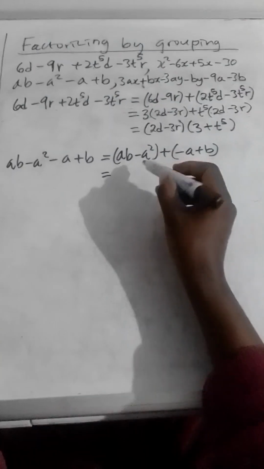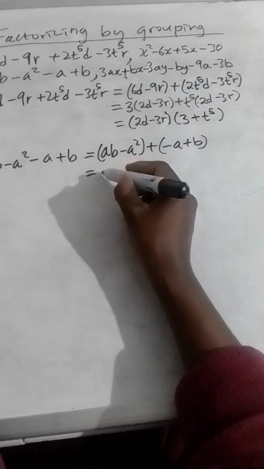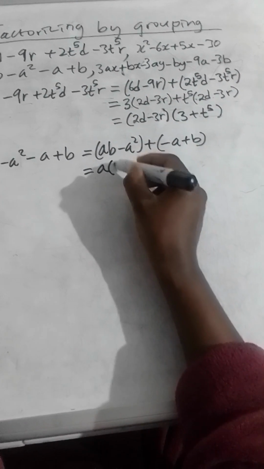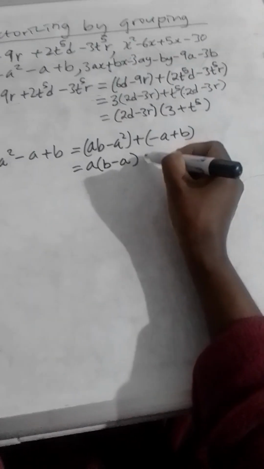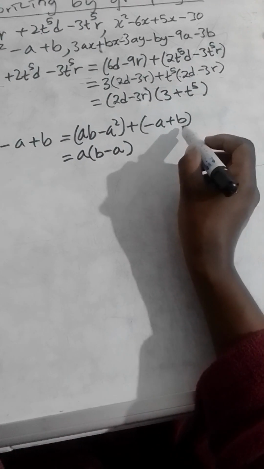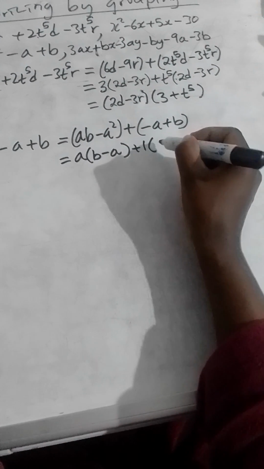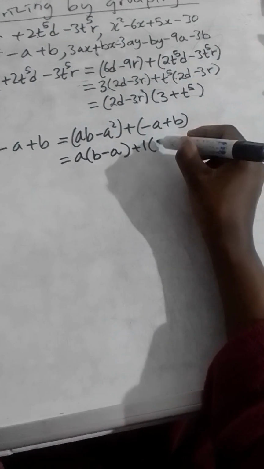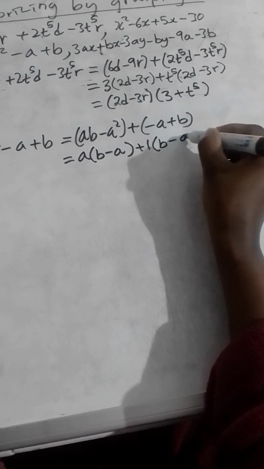So now you have the 2 pairs. Now the second step is to factorize each pair. Here the highest common factor is a. So you're left with b minus a. And then here the highest common factor, I'm going to check. Well, it's 1. So we're going to write 1. And then we have what? We can just rewrite this nicely as b minus a.